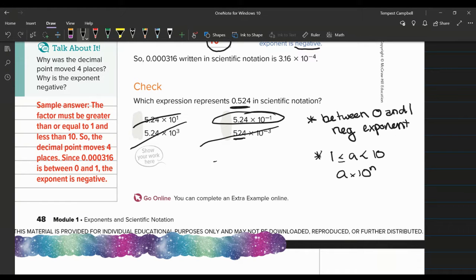So let's look at this work. If I have 0.524 and I need to get my number between 1 and 10, all I do is move my decimal one place to the right, and that gives us 5.24 times 10 to the power of negative 1.